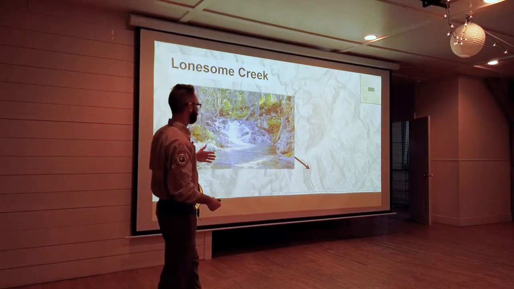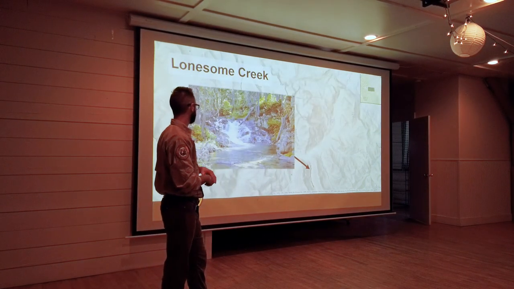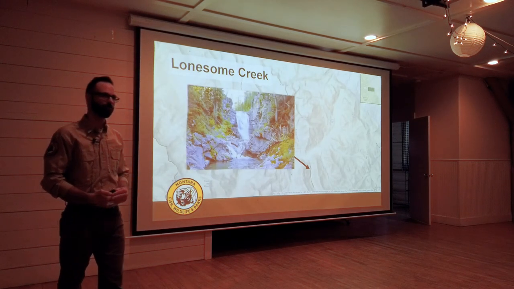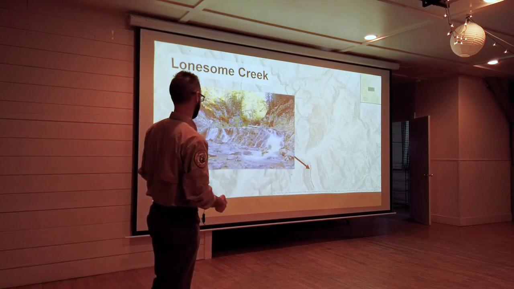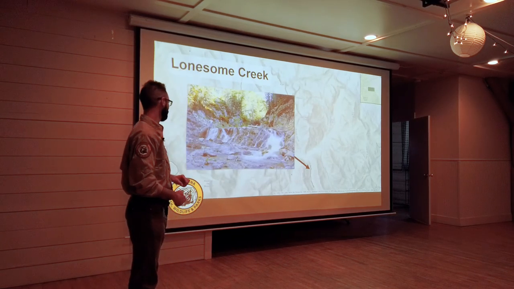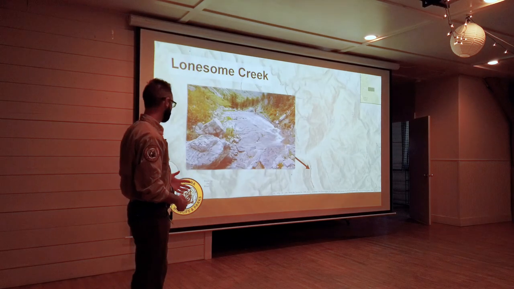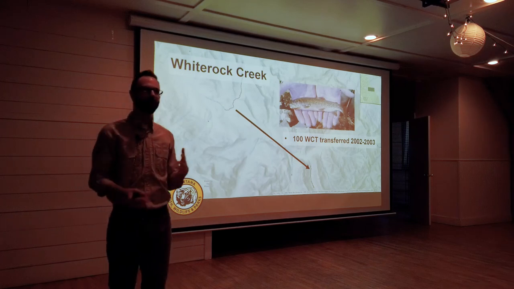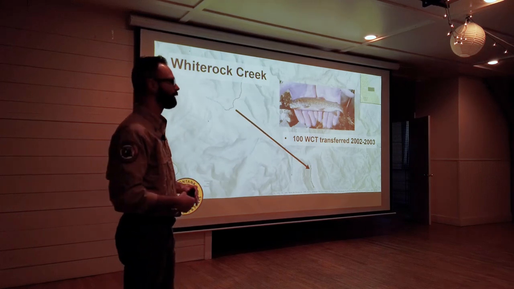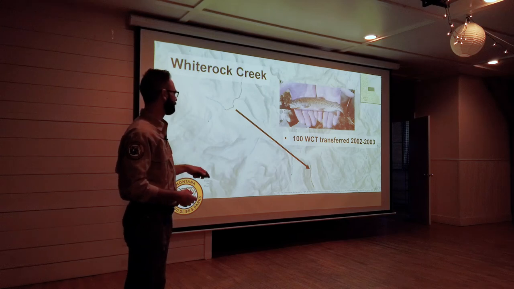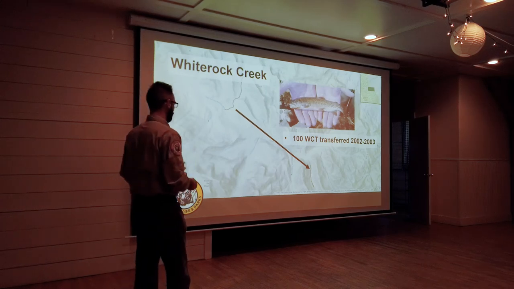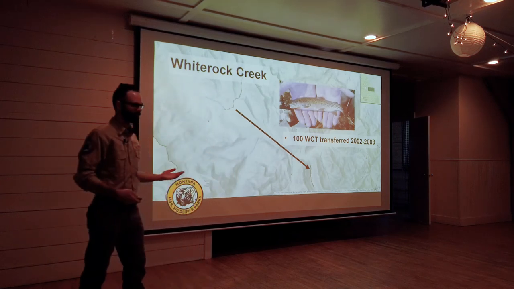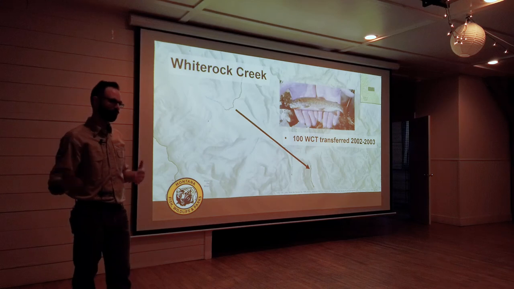At the same time, in Lonesome Creek, in the Badger Creek drainage, they identified a series of natural waterfall barriers that isolated Lonesome Creek, and it was determined to be an incredible place to try and replicate the White Rock Creek population. So in 2002 and 2003, a total of 100 Westslope Cutthroat Trout were transferred from White Rock Creek to Lonesome, where they established in a pretty small section of stream, just under a mile of habitat. There was an additional bedrock barrier upstream of the release site.